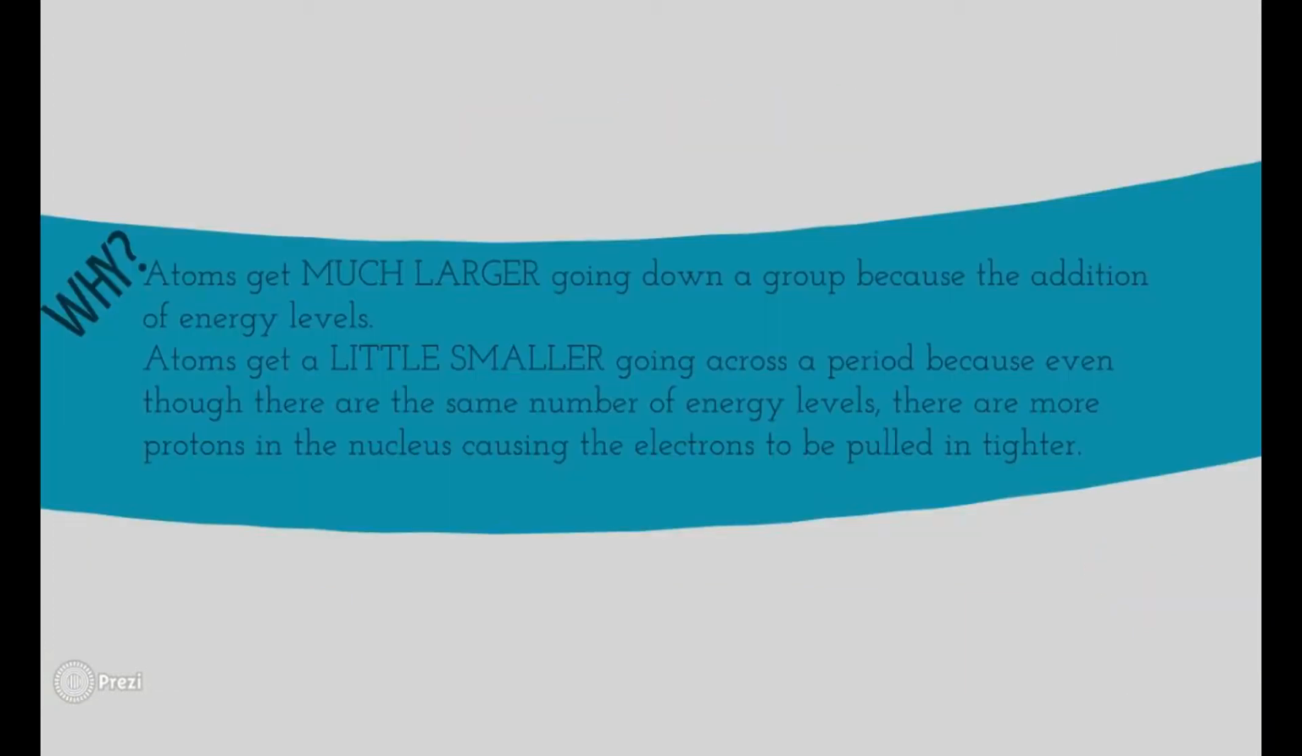So atoms get much larger as you go down a group because you're adding the energy levels. That goes along with the periods of the periodic table. However, atoms get a little smaller as you go across because you're shoving electrons in that same energy level. This is causing more of an attraction, therefore it's going to shrink until you jump up to the next level.